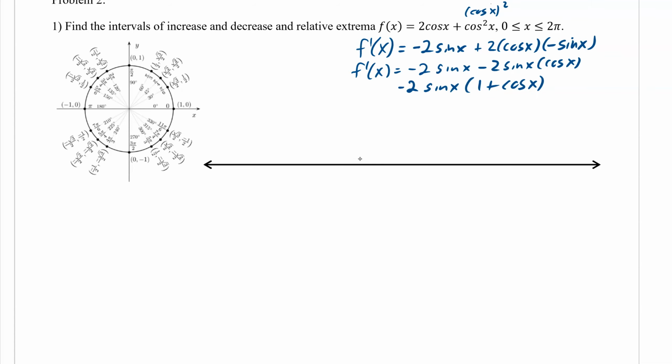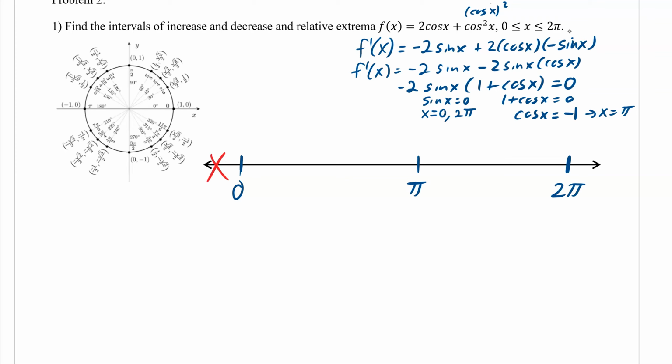And then again, any derivative, we set it equal to 0. So we would get sine x equals 0, and 1 plus cosine x equals 0. So cosine x equals -1. So on our interval from 0 to 2 pi, we know that x is equal to 0 and 2 pi for sine. And this one would be x equals pi, which are the three that we got. So we're going to put 0 here, 2 pi here, pi in the middle, and then cross these off because they're outside of our domain.